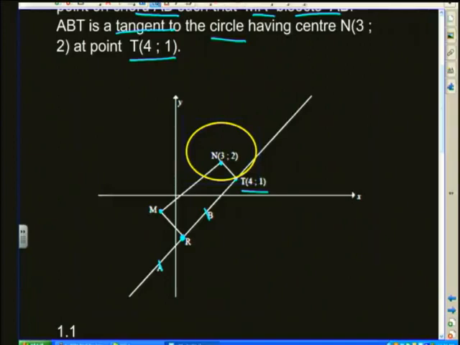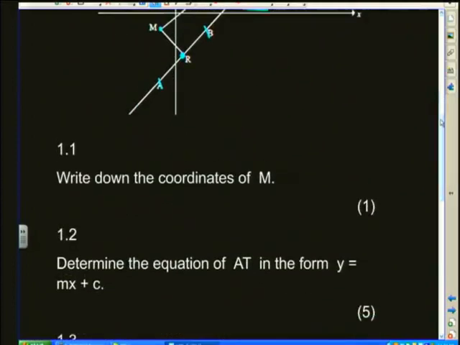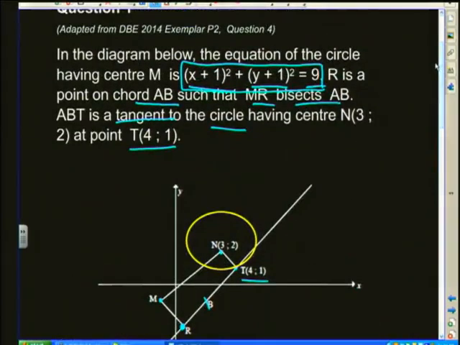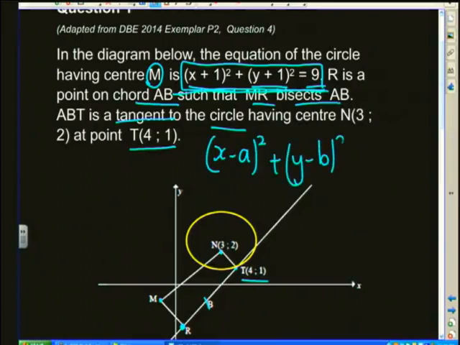Let's go to the first question. It says, write down the coordinates of M. Now remember, in the beginning, I'd said to you they'd given you a lot of information because they gave you the equation with circle center M. They've given you the equation of that circle. So therefore, remember it's given to you in the form (x−a)² + (y−b)² = r². So it's given to you in standard form, which means you can read your center straight from there. Your center would be (a; b).